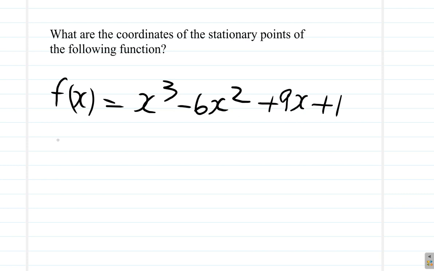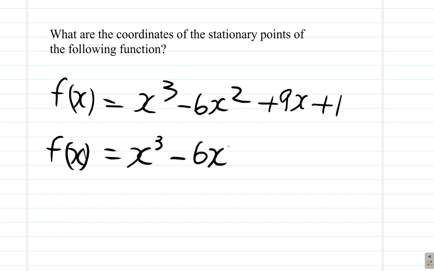If I rewrite it as x to the powers, f of x is equal to x raised to the power of 3 minus 6x raised to the power of 2 plus 9x. This is really raised to the power of 1 plus 1x raised to the power of 0. So I show all the powers.